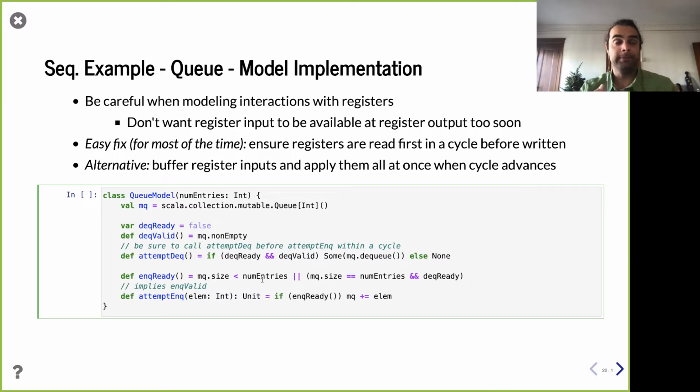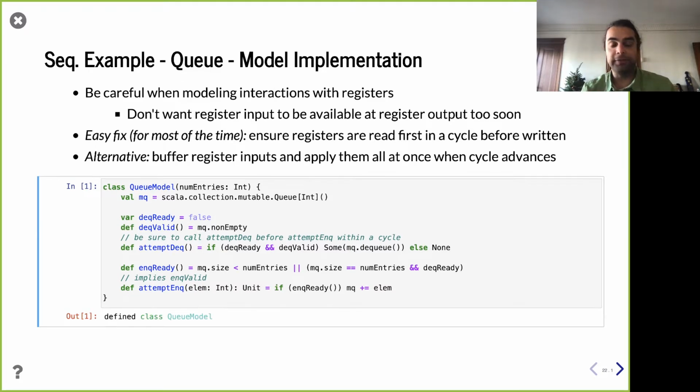So valid is an input. As you see in the comments here, it reminds us that if someone calls attempt enqueue, that implies they have something valid they want to put in the queue. And what's going to happen? Well, if we're ready, if we actually will take it, we're going to go ahead and receive it. Otherwise, nothing, right? Okay. A lot going on here.